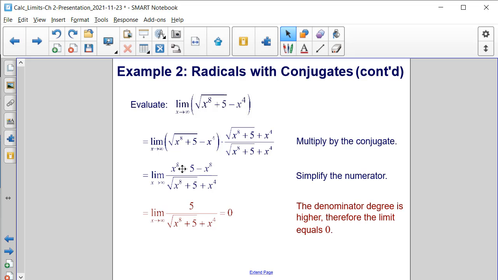If we simplify the numerator, the x to the 8th minus x to the 8th cancel each other out, so we just have 5 remaining in the numerator, and then in the denominator we have the square root of x to the 8th plus 5, and then outside of the radical we have plus x to the 4th. Notice that the degree of the numerator is 0, and the degree of the denominator is 4. Therefore, the denominator degree is higher, so the limit equals 0.